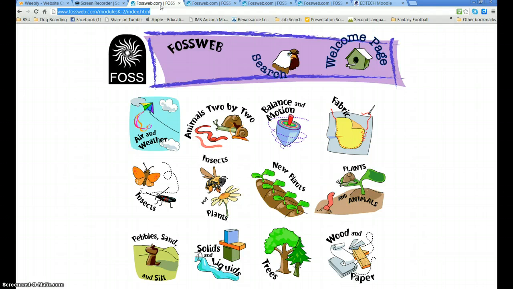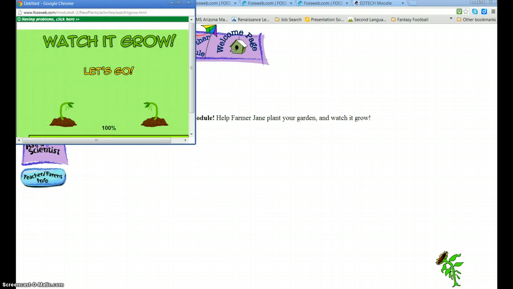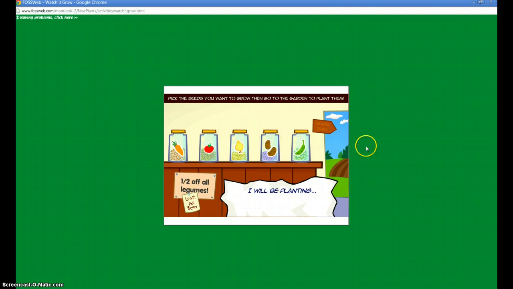But first we're going to explore 2 K through 2nd grade simulations. The first one I'm going to do is New Plants. Welcome to the New Plants module, and the simulation is up here in Watch It Grow. I like this module. I think it's easy to use. You're just simply clicking the mouse.